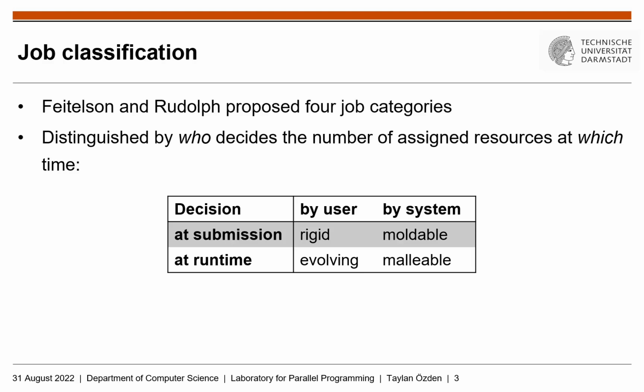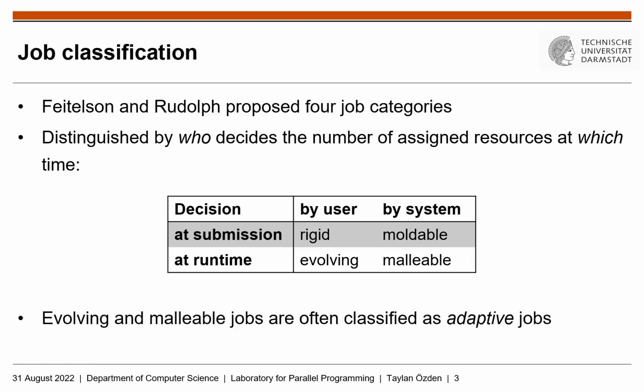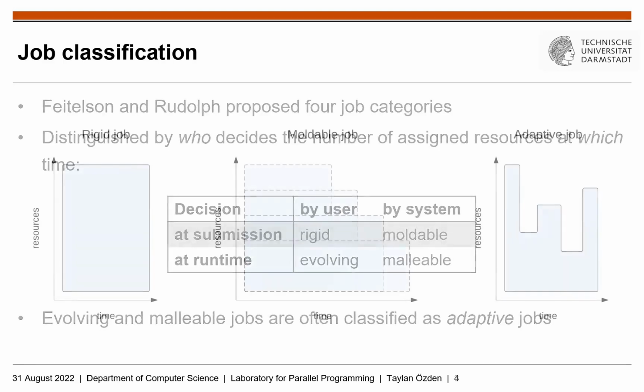If the system is able to assign a variable number of resources at the beginning of a job, then we speak of moldable jobs. If the user, or rather in that case the job, is able to request a different number of resources at runtime, then we speak of evolving jobs. And if the system is able to make resource changes during runtime, then we speak of malleable jobs. You will also very often see that evolving and malleable jobs are classified as adaptive jobs in the literature.